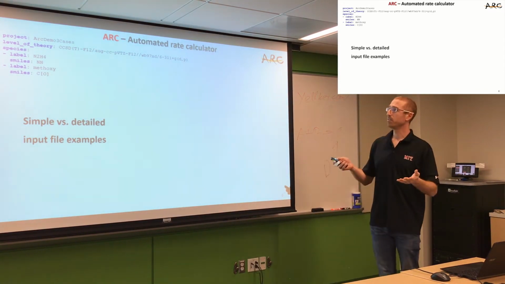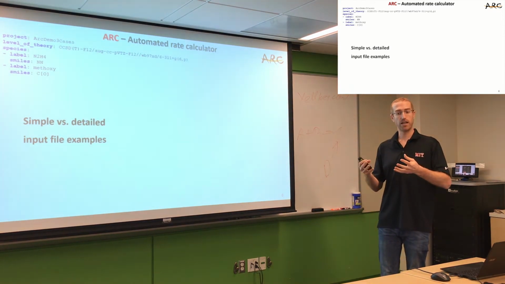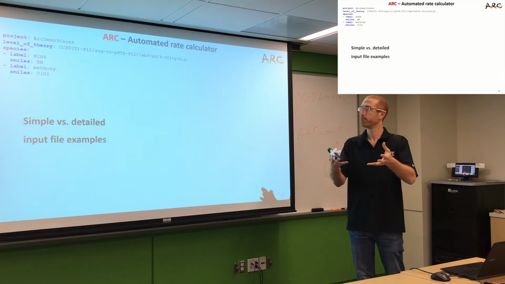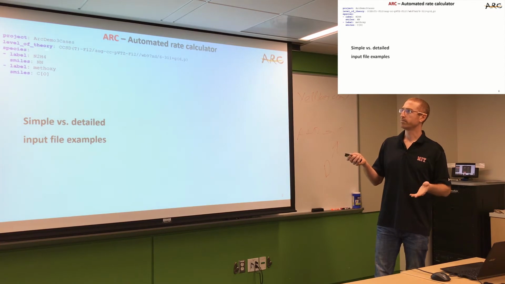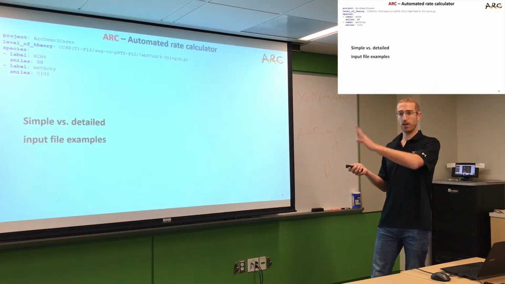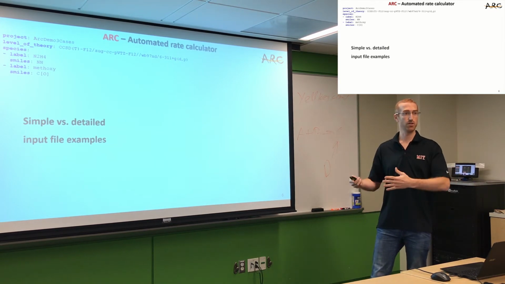So here's a very simple input file. Just give a project name. It's important. You'll later make a folder with that name, so it should be a legal folder name as well. The level of theory you would like to use. Flexible as well. Species you care about. So we have a label and we have SMILES, and you're done. Once you specify that, pretty much Arc will give you thermodata for these species.